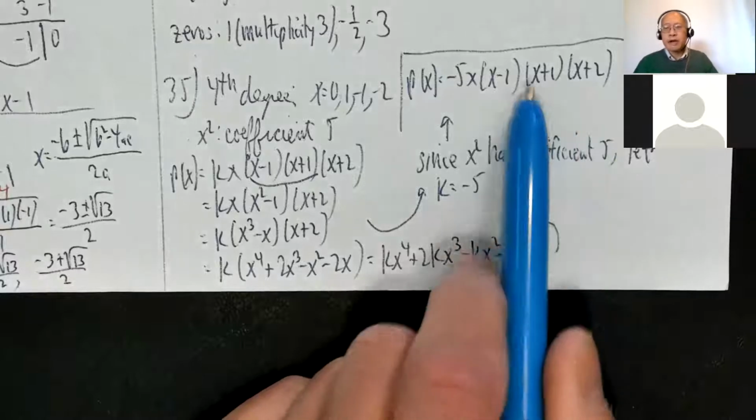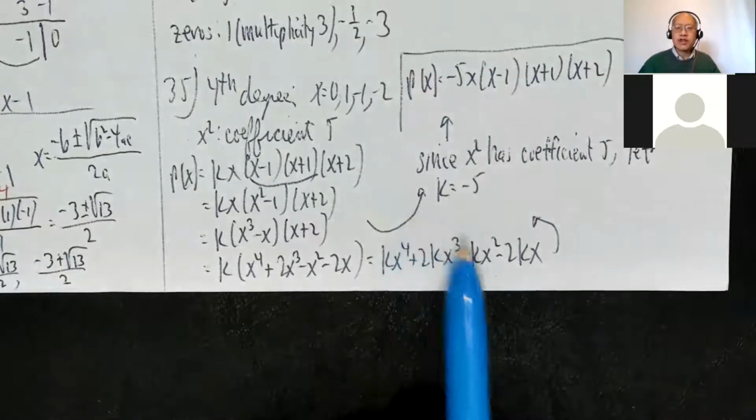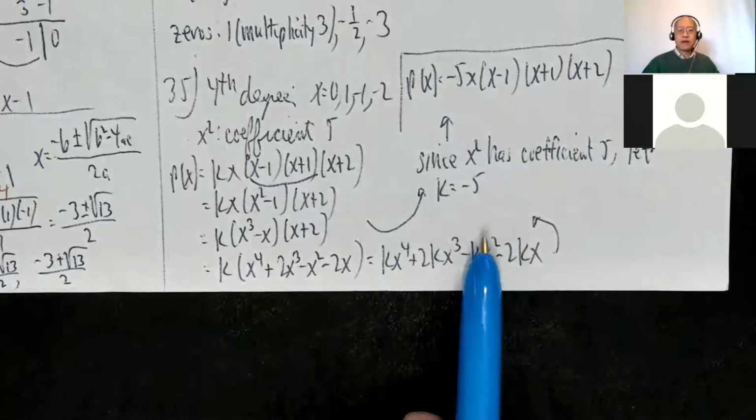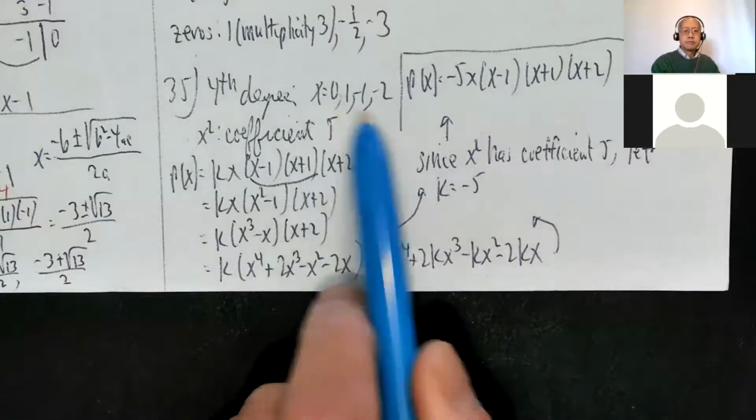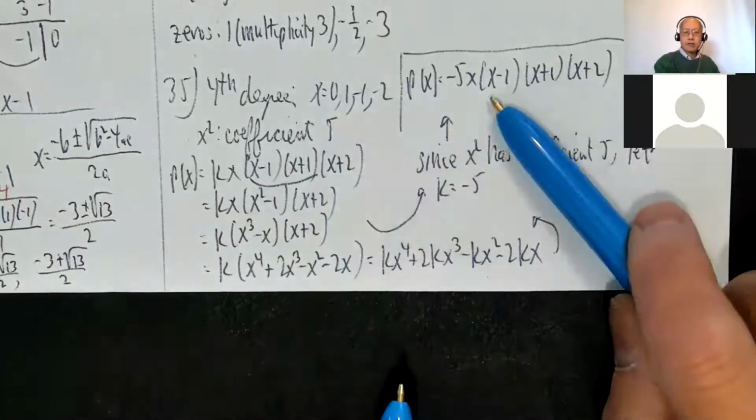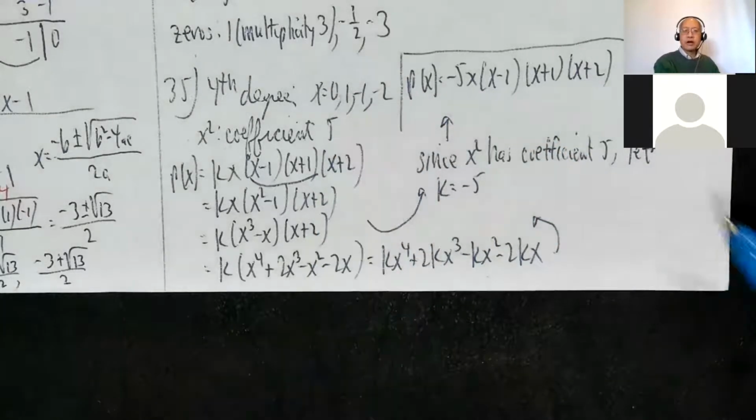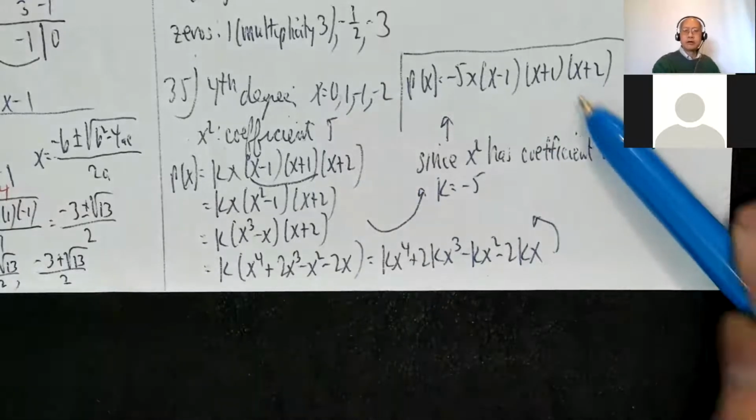So this means if I multiply all of this out, the x squared coefficient would be 5. And what are the zeros? 0, we can tell from there. 1, you can tell from there. Negative 1, you can tell from there. And negative 2, you can tell from there.